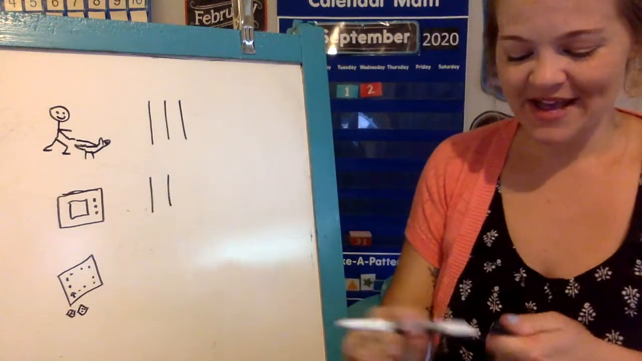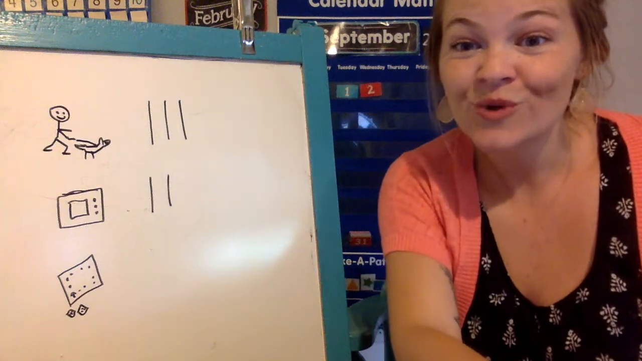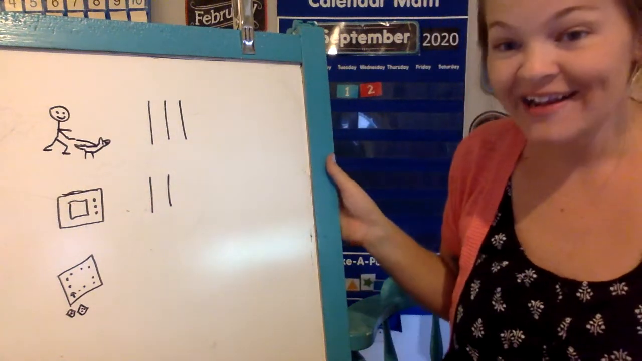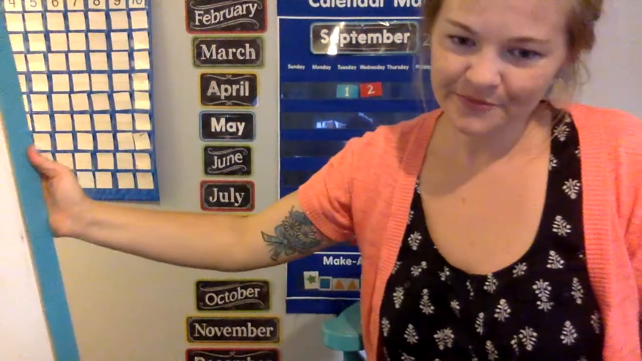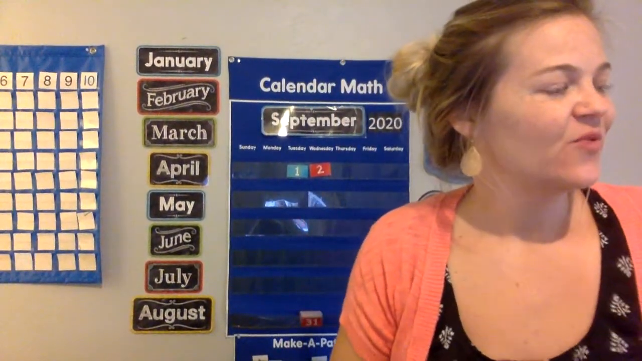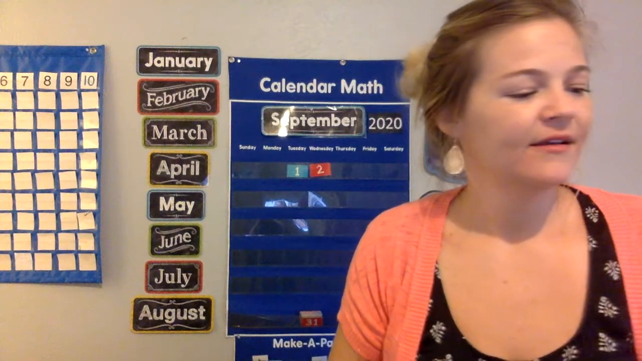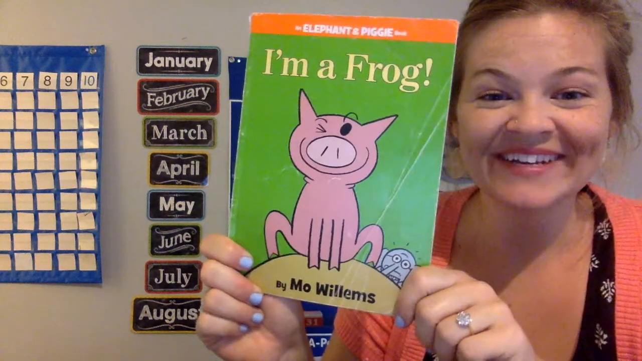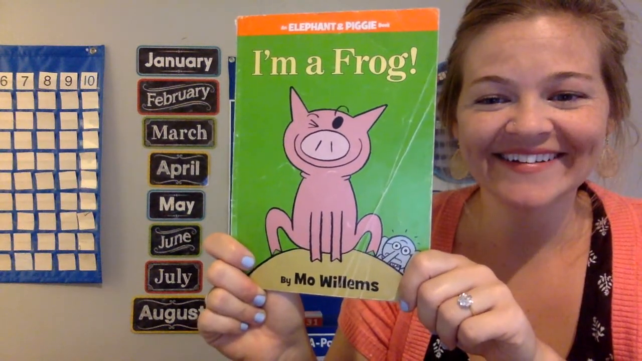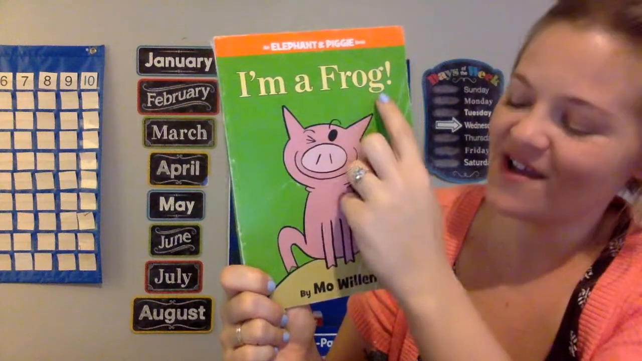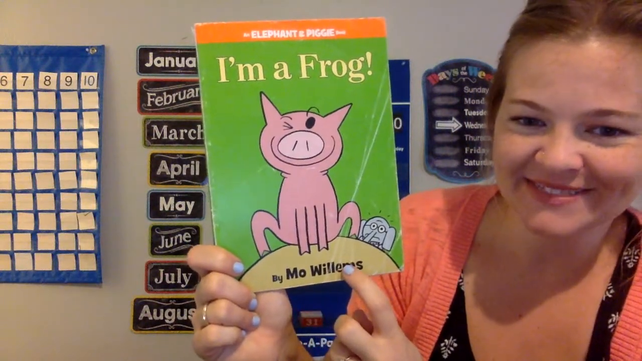All right, everybody, next on our schedule is story time. So we're going to read a couple books. All right, let me get our books ready. We are going to read, I told you we'd read this one, I'm a Frog. All right, so I'm a Frog by Mo Willems.